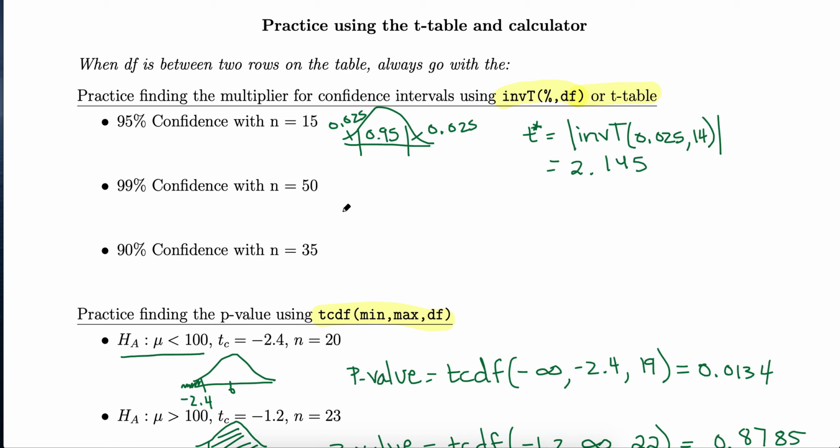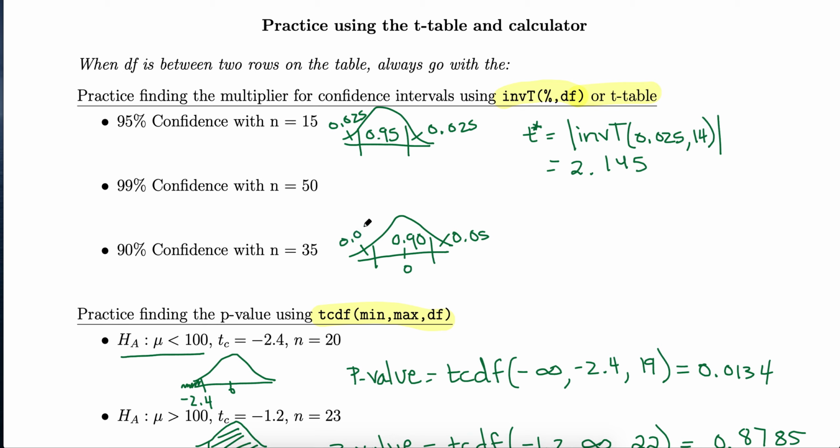Okay. Let's try another one. I think you'll get the feel after that. So the next one, let's do this guy. Suppose I want to be 90% confident. Then I've got 90% in the middle. That leaves 10% left over, or 5% on either side.